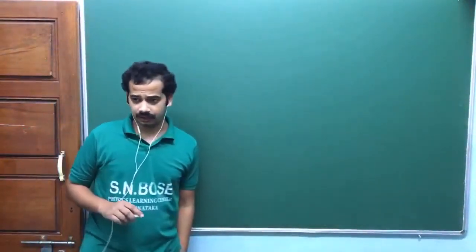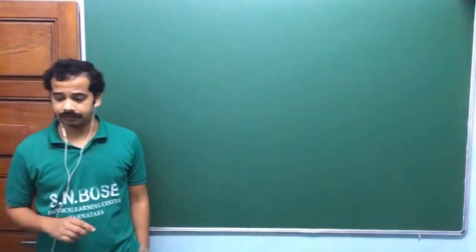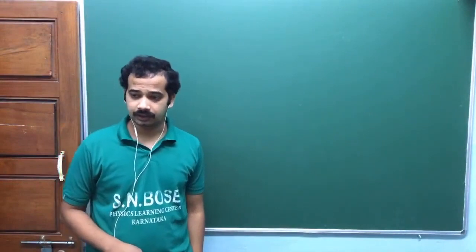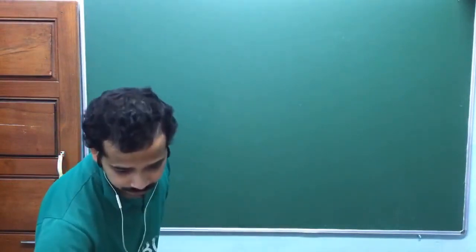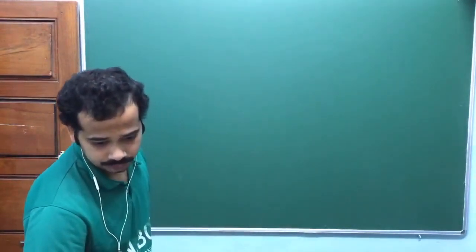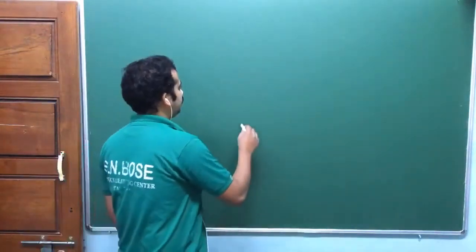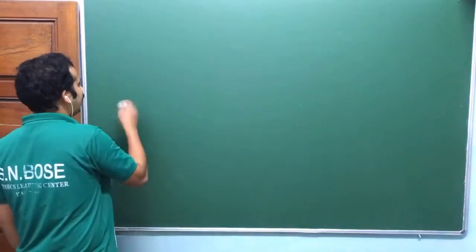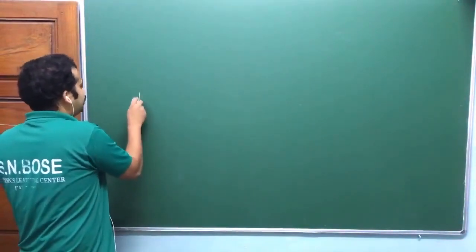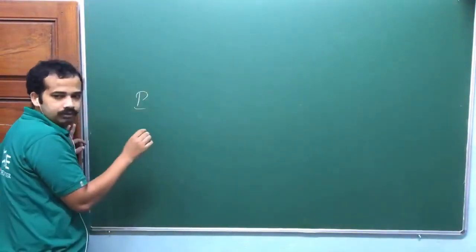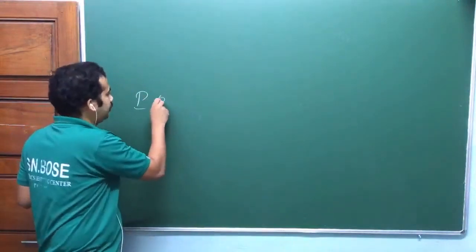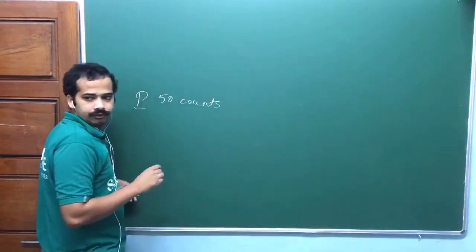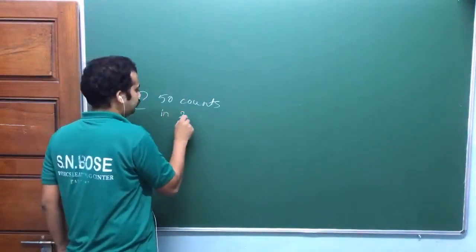Let me first take an example. Suppose you have a radioactive decay problem, in which there is one radioactive substance. Suppose I have one question: what is the probability of getting 50 counts in a 2-second interval?